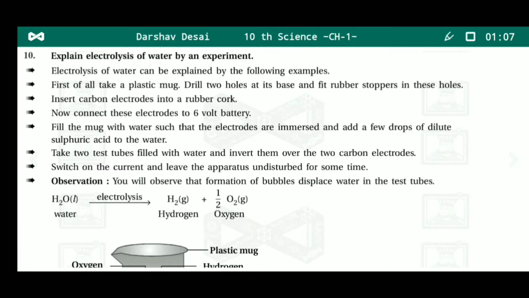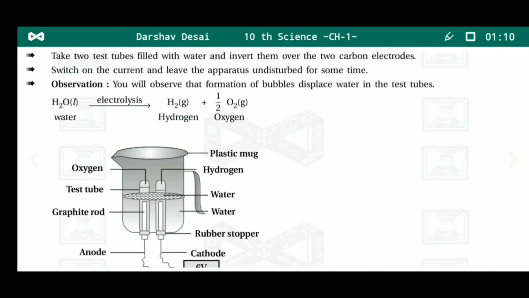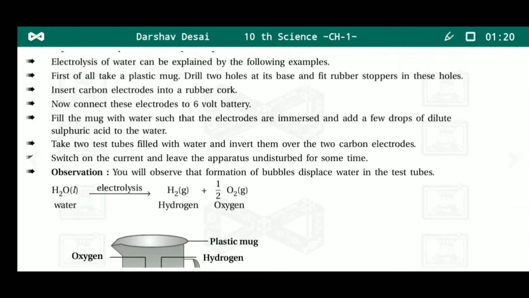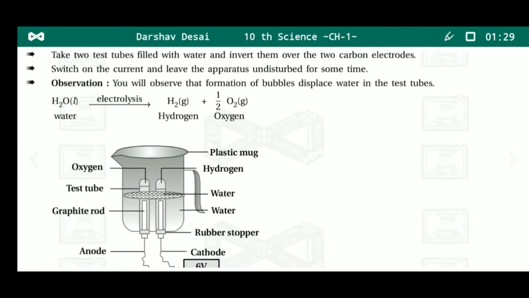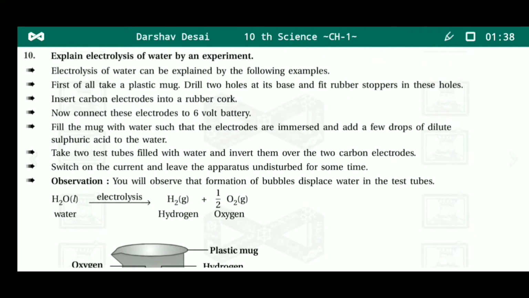From the figure you can see clearly, first of all we take a plastic mug, then at the bottom of this side drill 2 holes at its base and fit rubber stoppers in these holes.